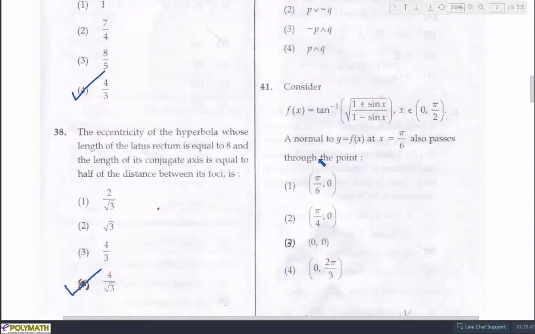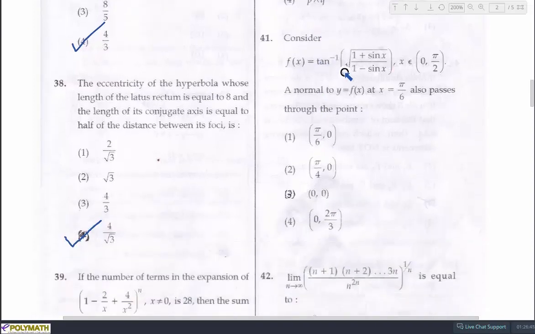It is 41. Consider f of x equal to tan inverse root over (1 plus sin x) by (1 minus sin x) for all x belongs to 0 to pi by 2. X belongs to 0 to pi by 2 means x is lying in the first quadrant. Then even if you write the submultiples of this, x by 2, then x by 2 lies in 0 to pi by 4. That also lies in the first quadrant only.